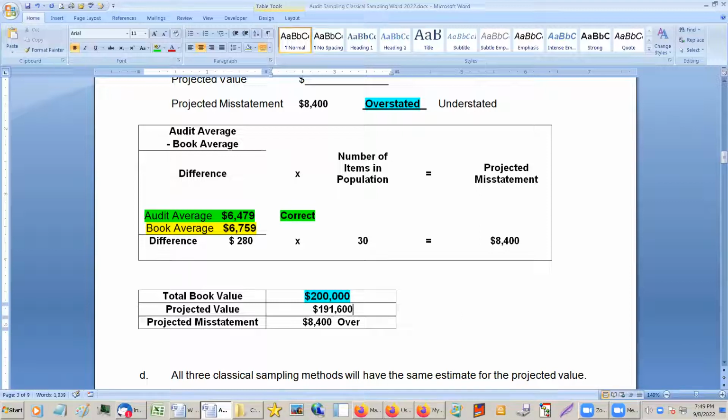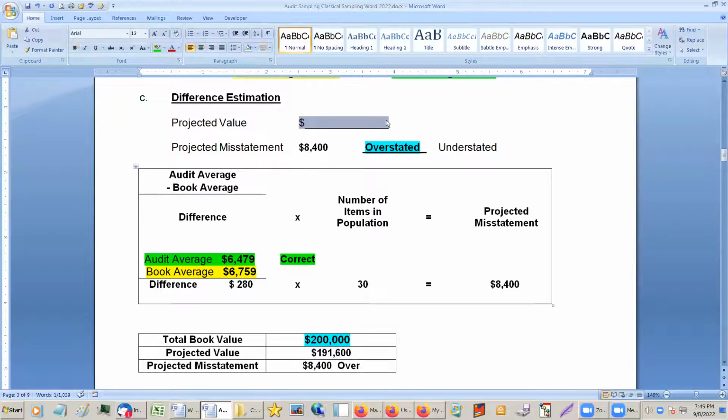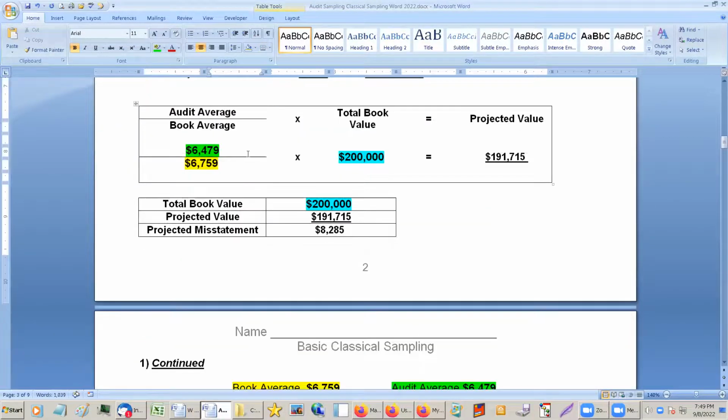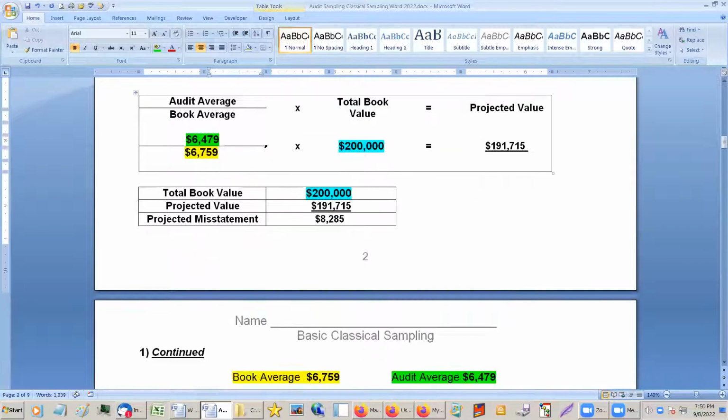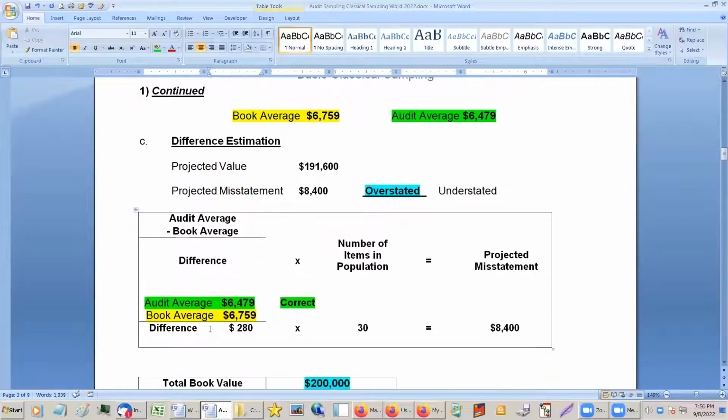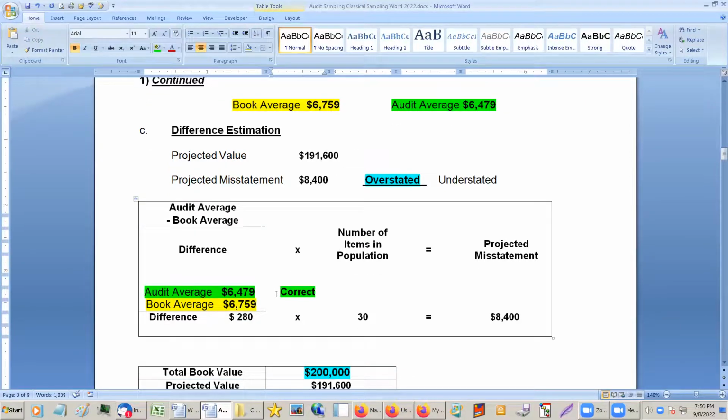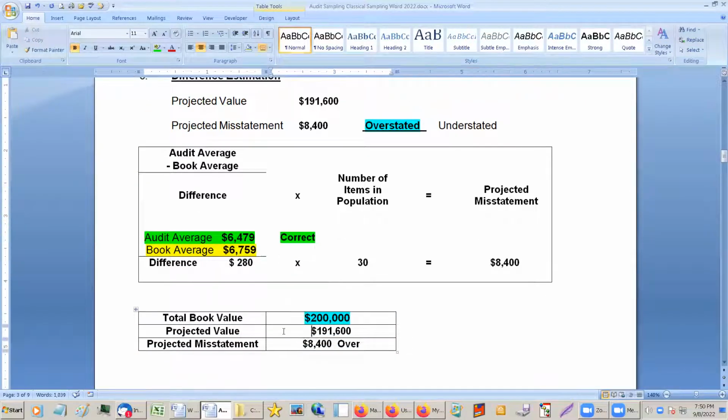And this is a weird one, for a number of reasons. First of all, you get the misstatement first. You have to back into the projected value. Not only that, it's sort of the opposite assumption that is made for this one. Ratio estimation says big things, big errors, small things, small errors. This one says everything is off by the same amount. That if it's misstated, it's going to be misstated by the same amount. So that's why this one is a little strange for a couple of reasons.